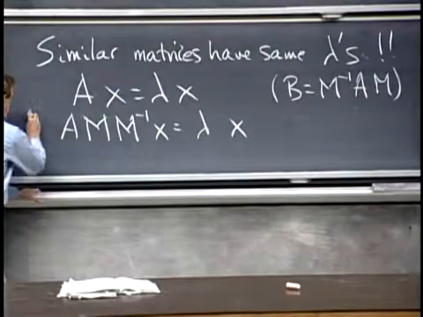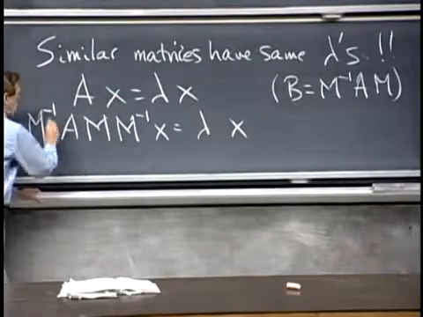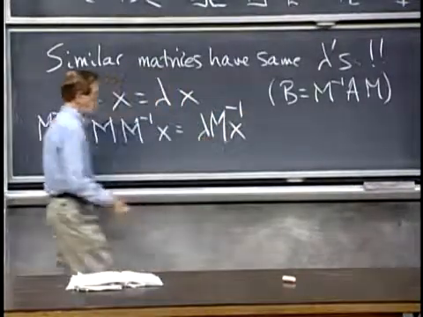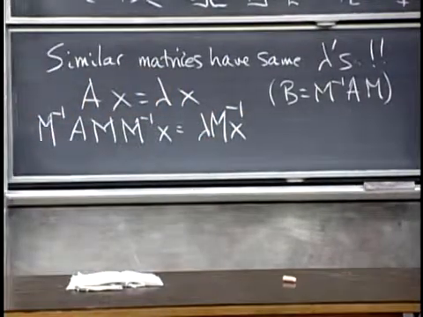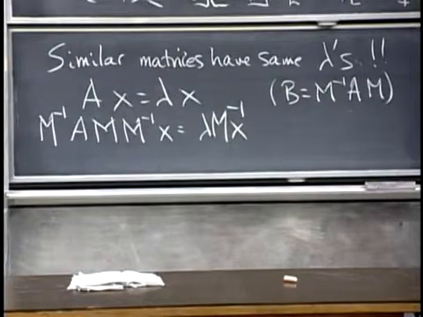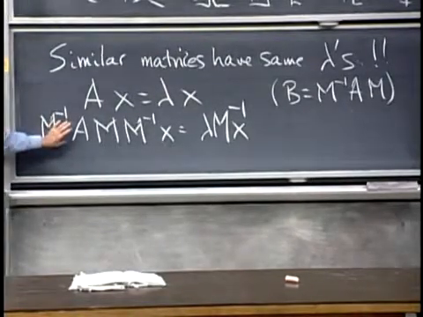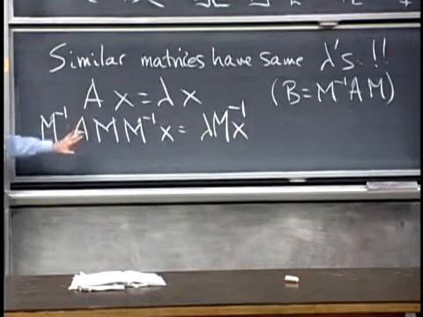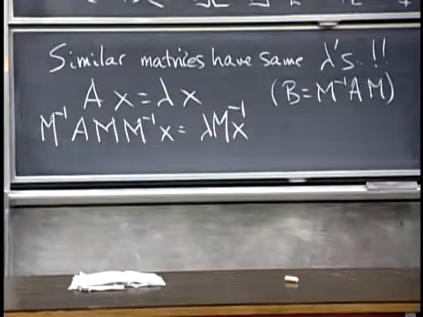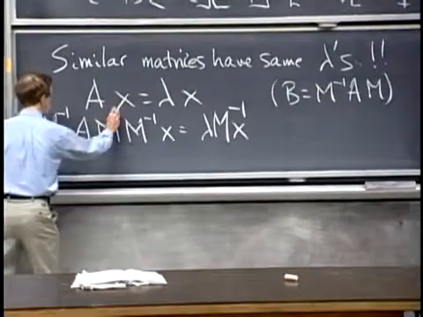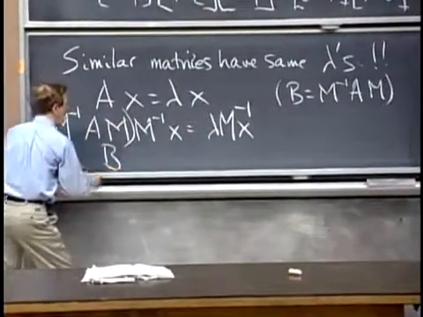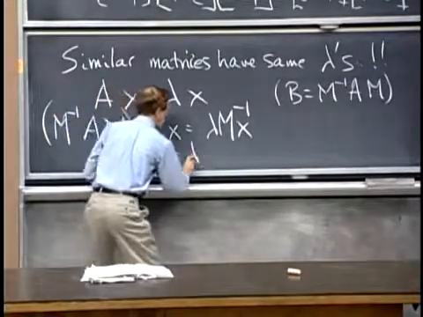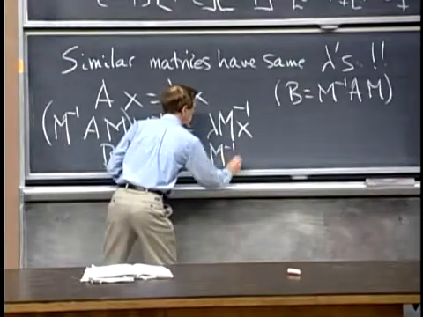So now I'll multiply on the left by M inverse. I have to do the same to this side. And that number, lambda, is just a number, so it factors out in the front. So this was safe. I did the same thing to both sides. And now I've got B. There's B. That's B times this vector M inverse x is equal to lambda times this vector M inverse x.